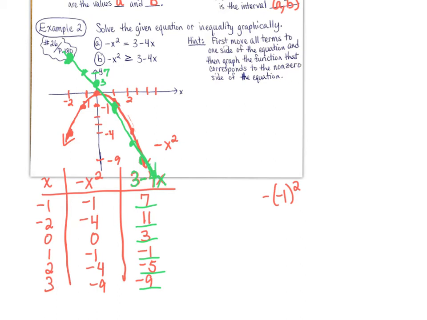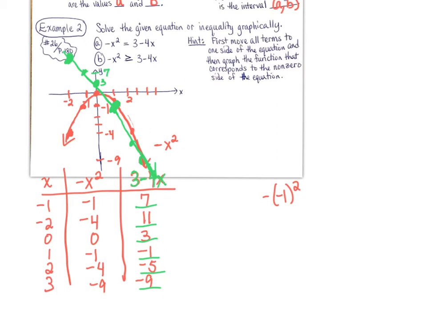Okay, so we have our line. Where do these two intersect? Part A says find out where -x² is equal to 3 minus 4x. Where do they intersect? No, they don't intersect at 1. At 1, -1? Is that what you said? Okay, so when 1, -1, those two graphs intersect.